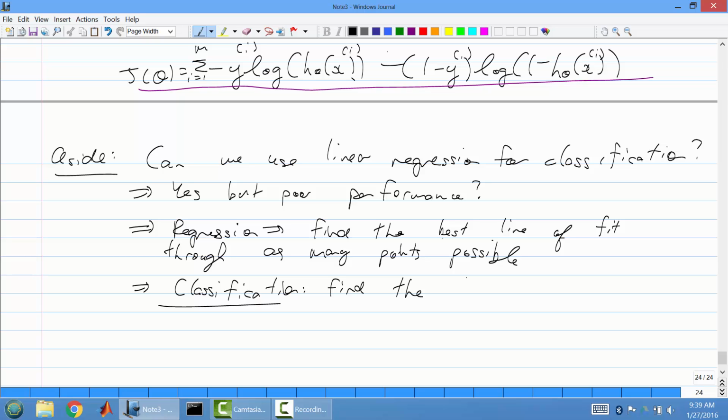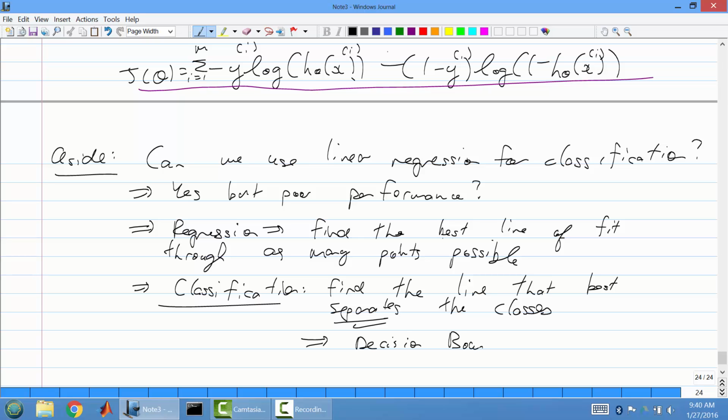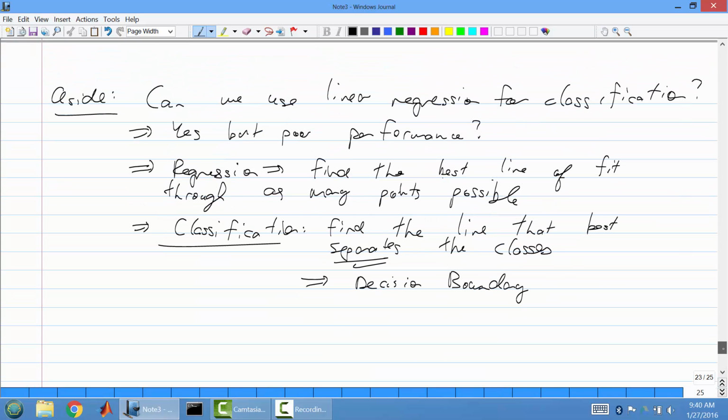All right? So I'll find the line that best separates the classes. This is what's known as a decision boundary. And we'll talk about that more in a little bit. But I just wanted to talk about regression here and why it's bad in classification.